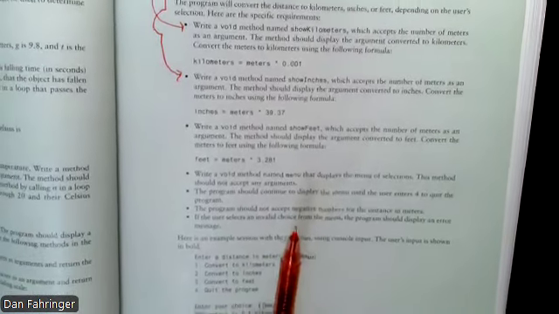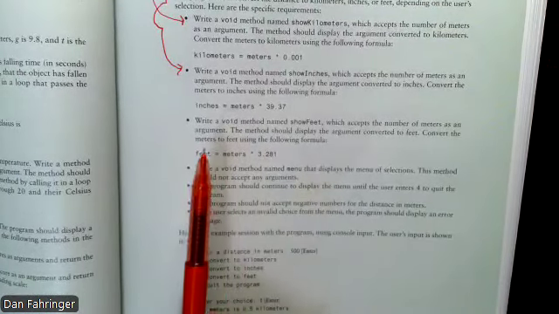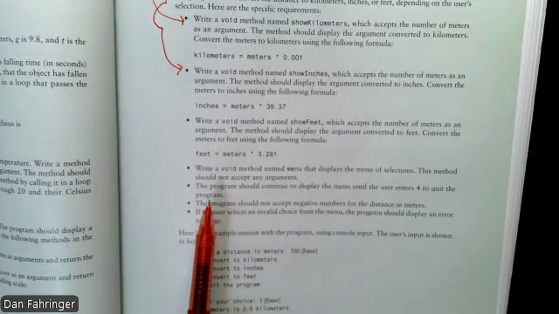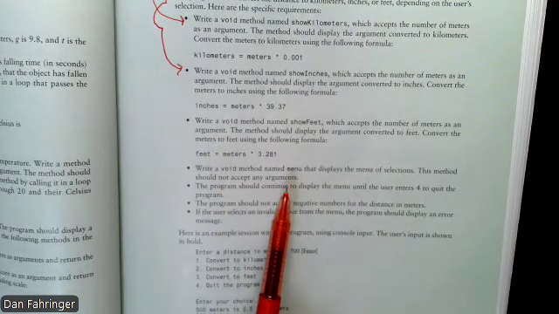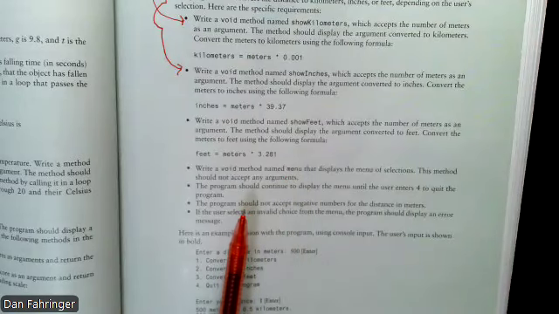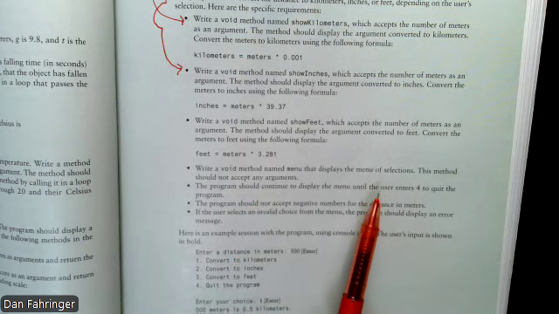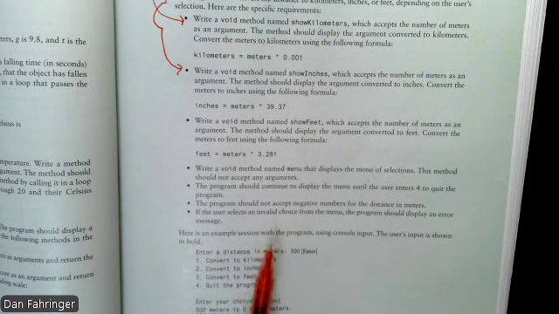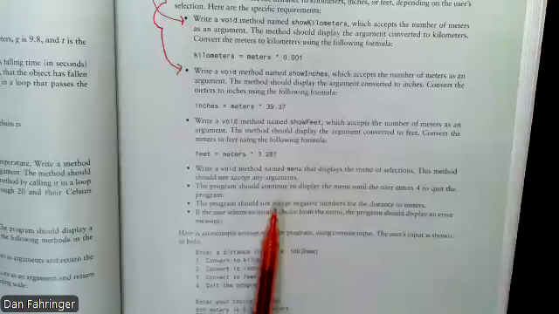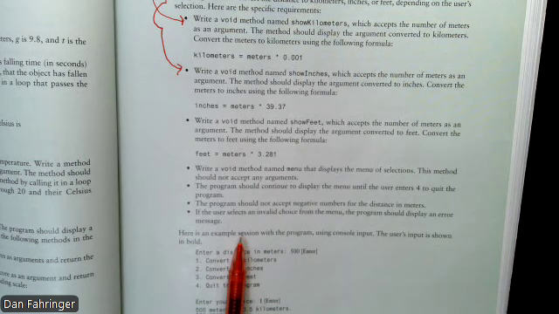All right, what else we got going on down here? Write a void method named menu. Okay, that makes sense. Program should continue to display the menu until the user quits. Okay, so I'm going to keep running until they want to quit. I have a bad data check. So that adds a little bit more to my input, doesn't it? Yeah. Okay. Display.